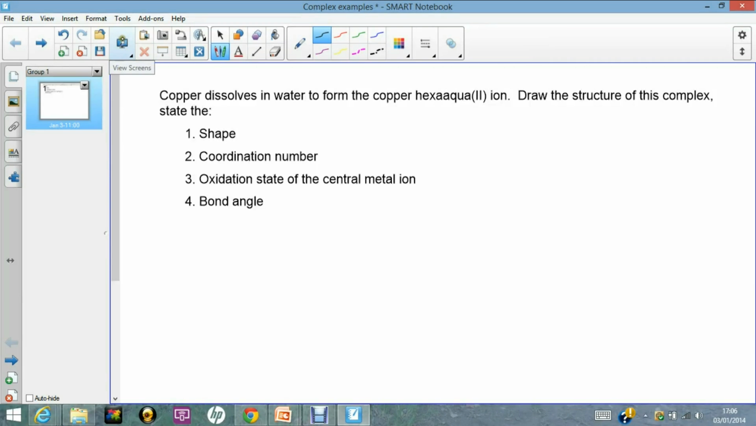Copper dissolves in water to form the copper hexa-aqua 2+ ion. So the things that we need to do for this question: we've got to draw the structure, state the shape, the coordination number, the oxidation state of the central metal ion, and the bond angle.